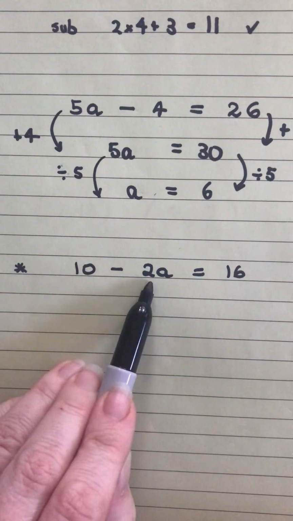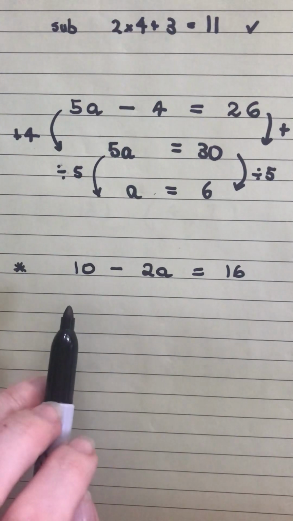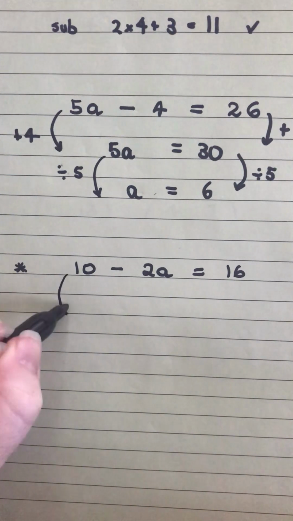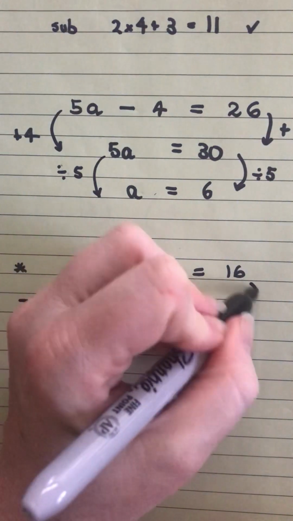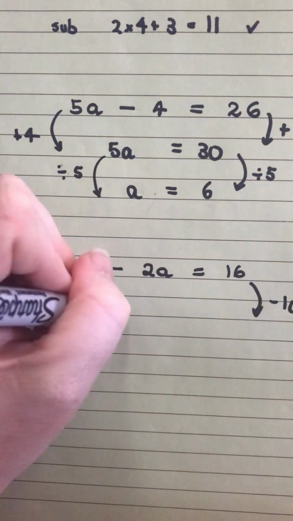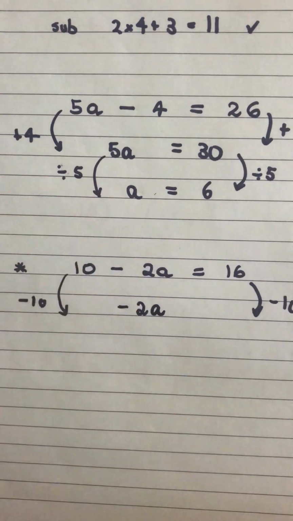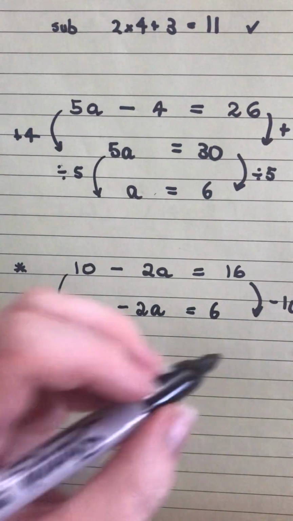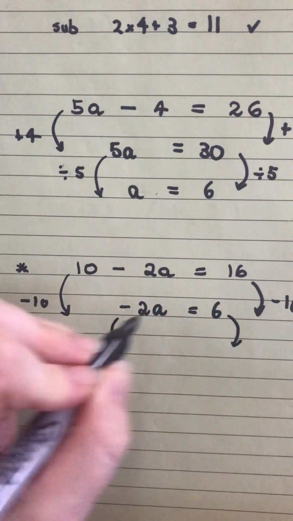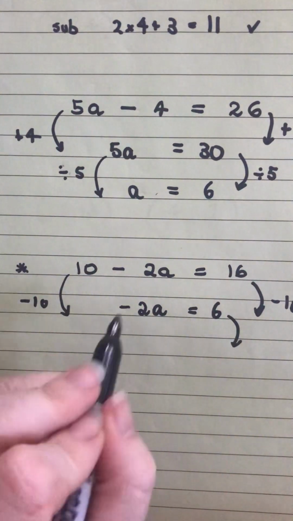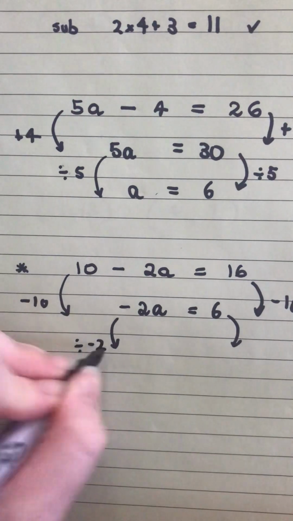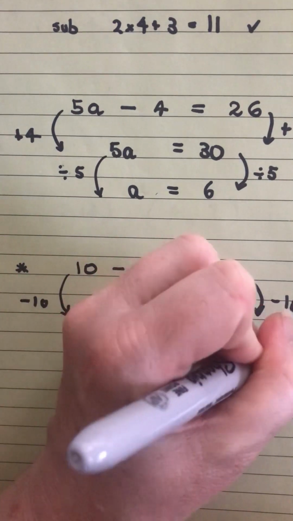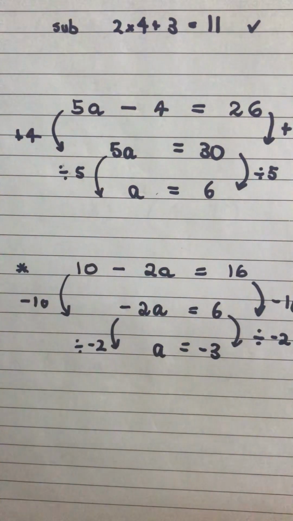So the a has been multiplied by 2 and then it was taken away from 10. So the last thing was that 10 that was involved. So I'm going to take away 10 to start with. So that's going to leave me with minus 2a is equal to 6. Now when I do my next step, the a was multiplied by negative 2 when I read it this way. So I'm going to be left with 6 divided by negative 2 is negative 3.